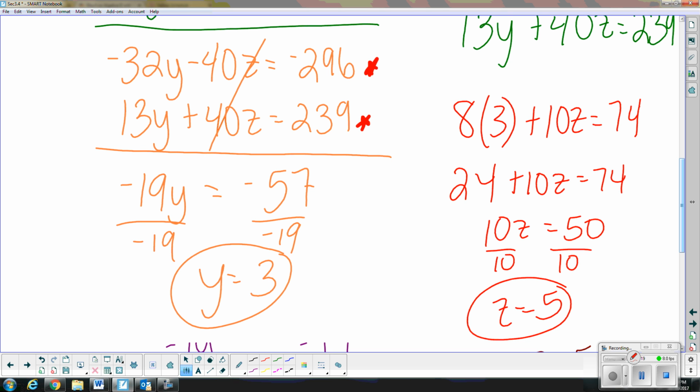Okay, that's our second variable that we just solved for. So now we have a y and we have a z. Does it matter what equation you pick? No, it doesn't matter which equation you pick.